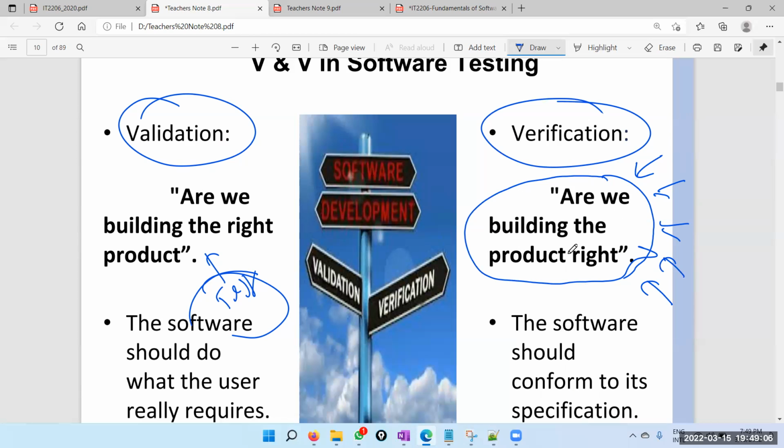So if you build the product in the right way, there's a very high chance that we are building the right product as well. Right? So that is like raising a child properly.